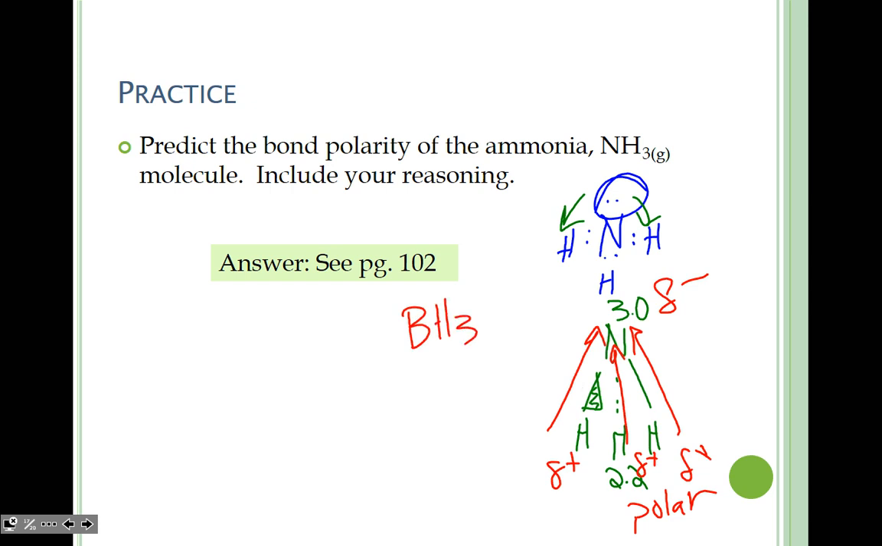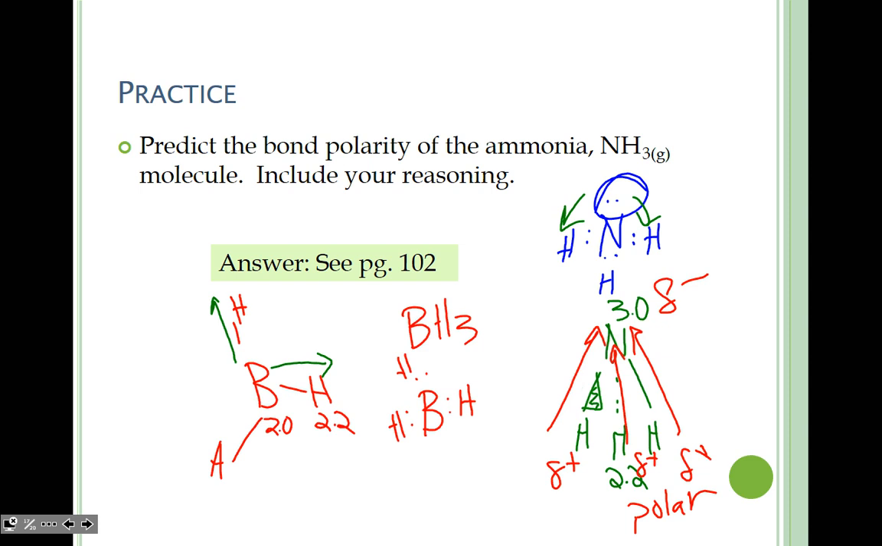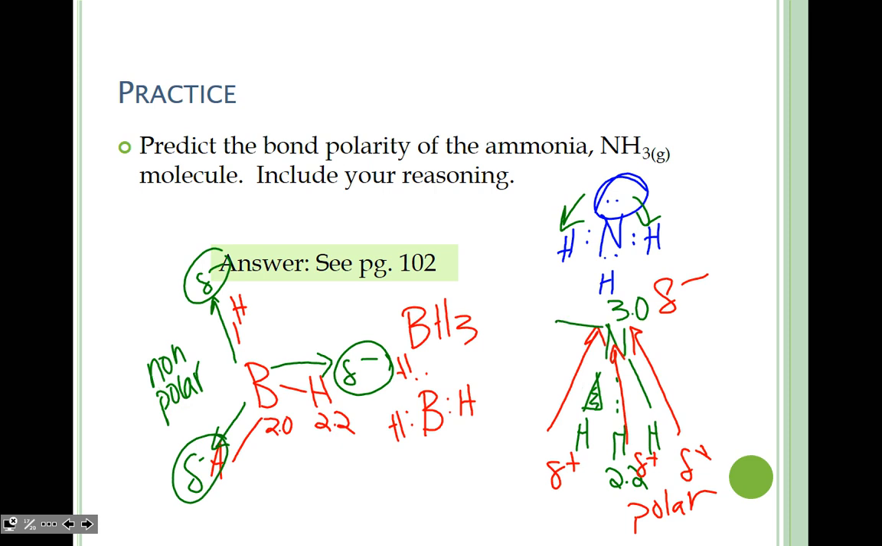Boron trihydride. In this case here, we have this. According to VSEPR rules, these are going to spread out as much as possible. You get this shape, trigonal planar. Boron has 2.0, hydrogen 2.2. The dipoles are going to go all on to the outside. Negative, negative, negative. This is nonpolar. There's equal distribution of all negatives around the outside. In this case here, negative end, positive end makes it polar.